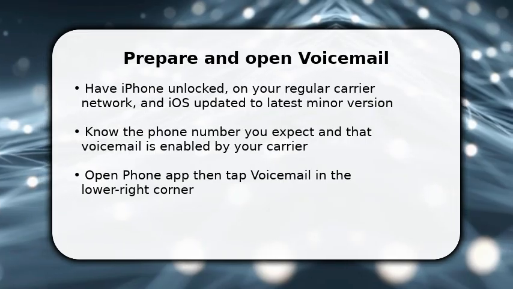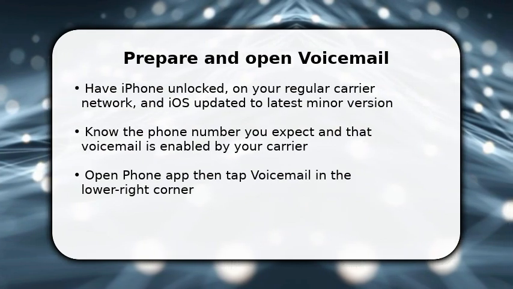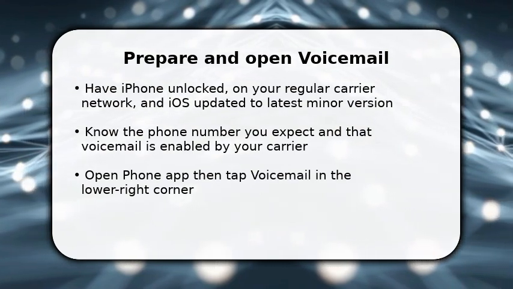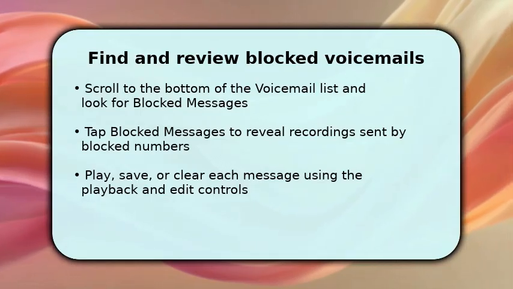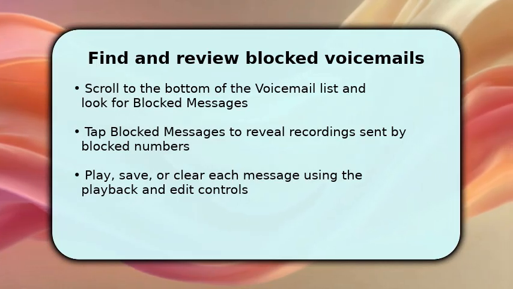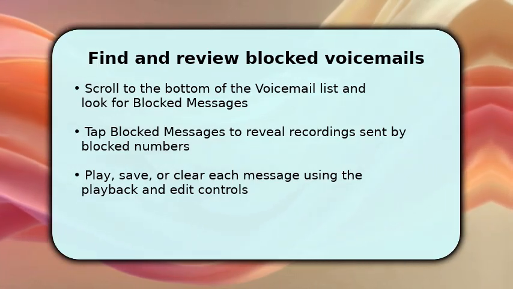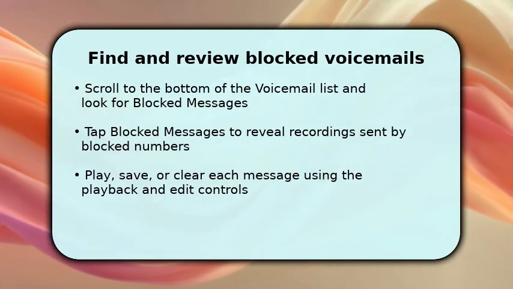While the voicemail screen loads, glance for a section named Blocked Messages near the bottom. That's where blocked callers can appear. Once you see Voicemail, scroll down deliberately to find a Blocked Messages section. It's often hidden below regular messages. Tap Blocked Messages to expand the list and reveal recordings left by numbers on your block list.